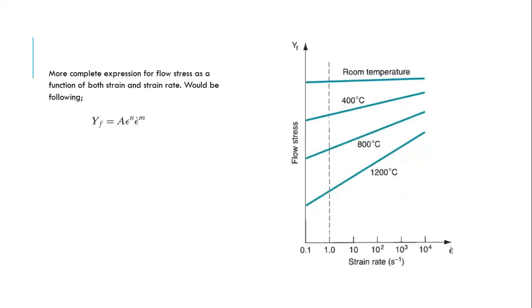So the more complete expression combines the original flow stress equation, K ε^n, and the strain rate sensitive equation, Yf equals C ε̇^m. If you combine both of them, we have a new equation that is a combination of K and C, taking into account the strength coefficient as well as the strength constant, with the strain hardening exponent n and the strain rate exponent m.